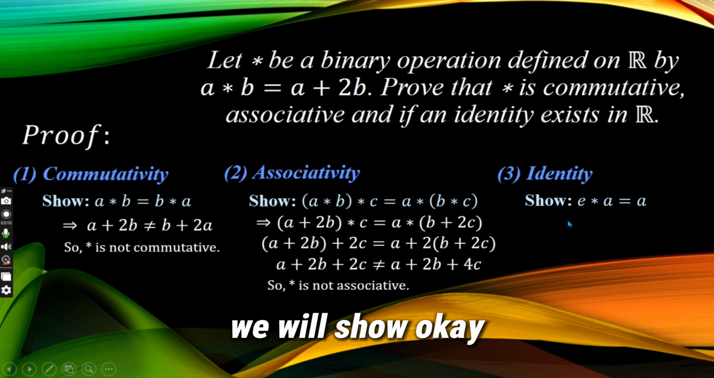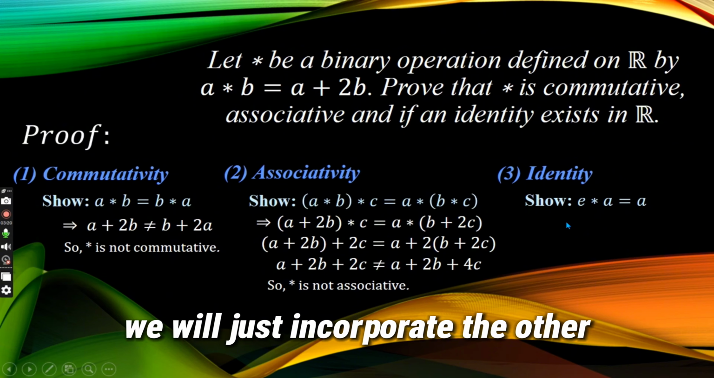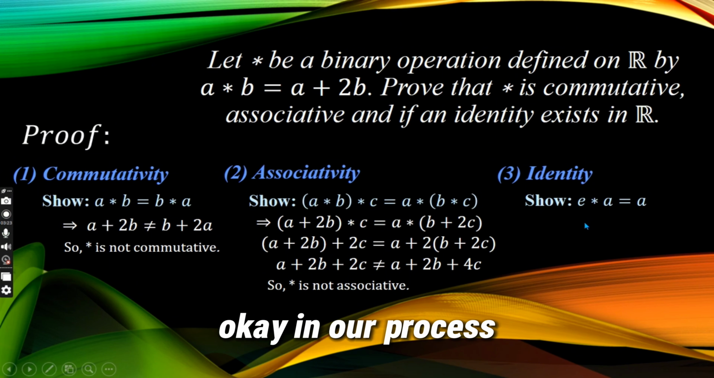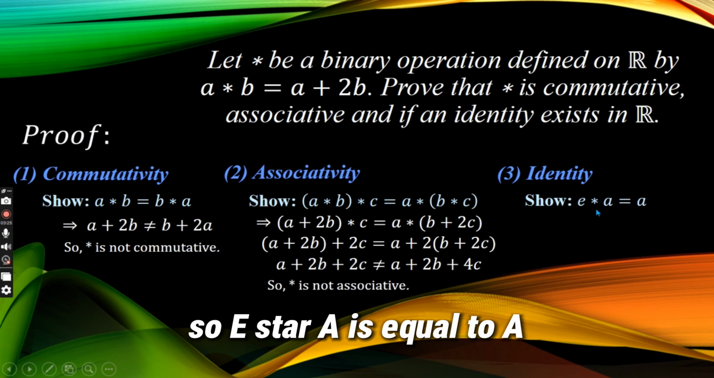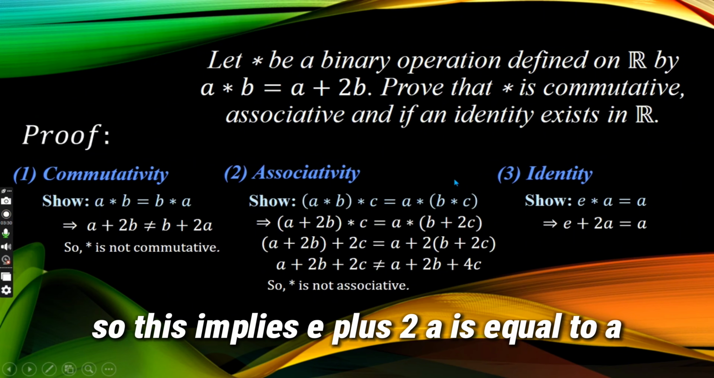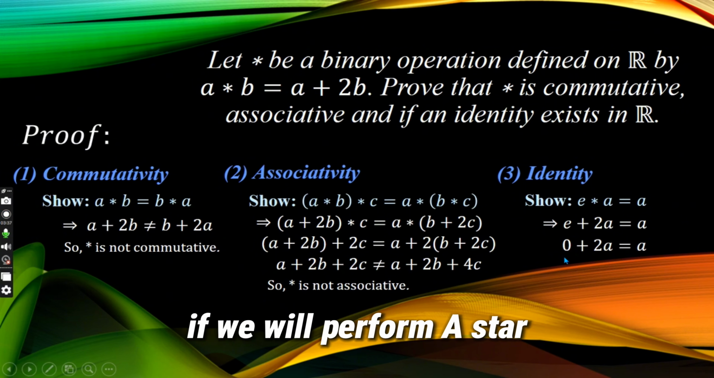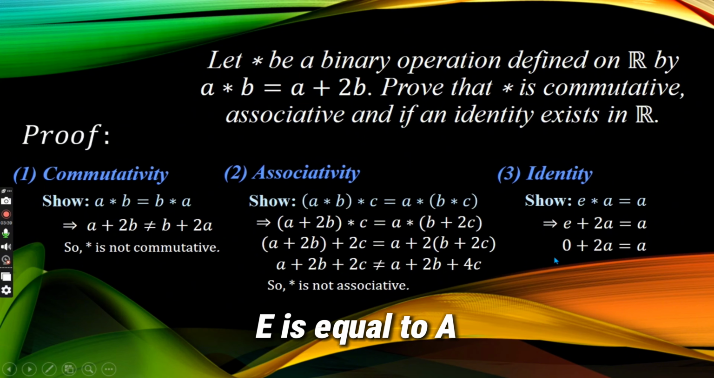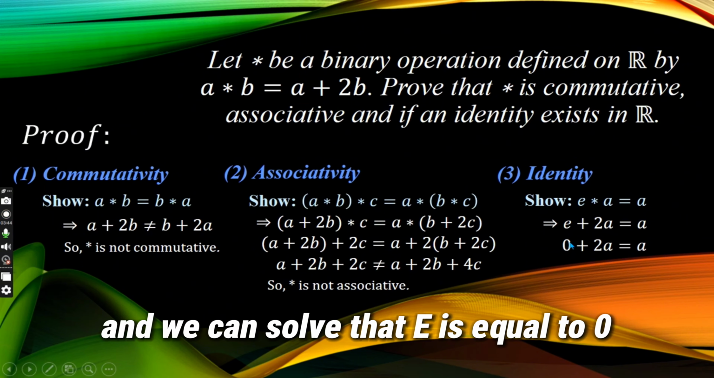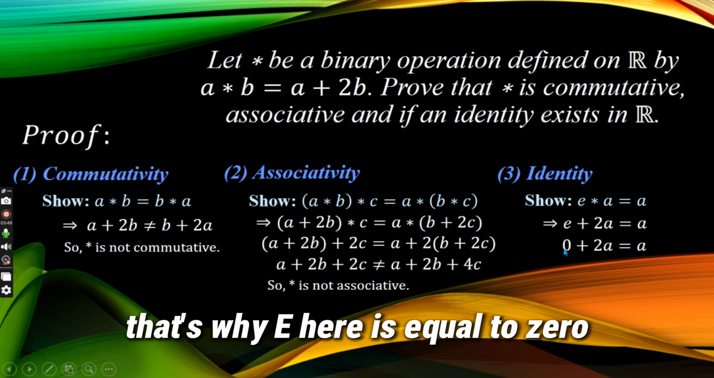We will show just one of this. We will just incorporate the other in our process. So E star A is equal to A. So this implies E plus 2A is equal to A. So E here is actually equal to 0 if we will perform A star E is equal to A. And we can solve that E is equal to 0. That's why E here is equal to 0.